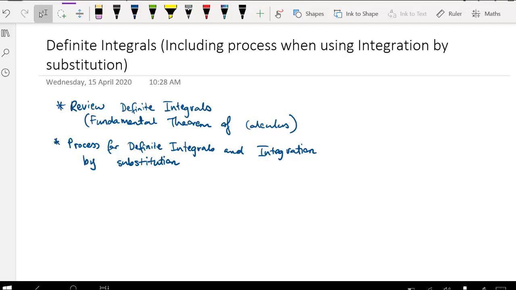In this lesson, we're going to look at definite integrals. We'll review the process that you would have already previously learnt in Methods, called the fundamental theorem of calculus, and then we'll look at a process for definite integrals, including integration by substitution.